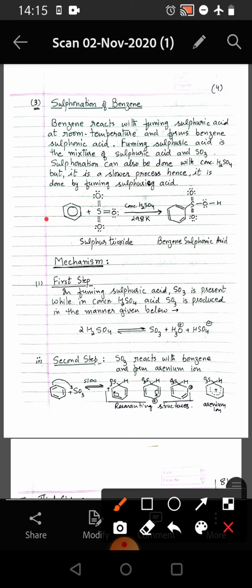Sulfonation can also be done with concentrated H2SO4, but it is a slower process, hence it is done by fuming sulfuric acid. But in the sulfuric acid also we see that the reacting species is SO3. So benzene reacts with SO3 in the presence of concentrated H2SO4 to form benzene sulfonic acid.